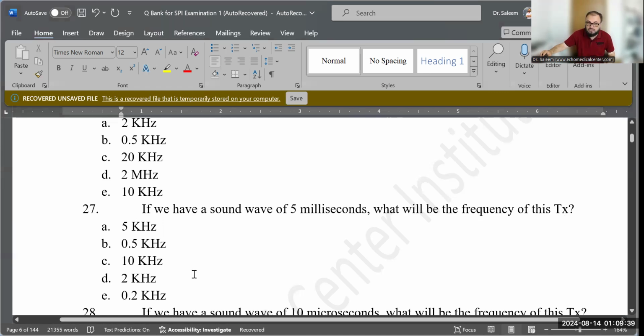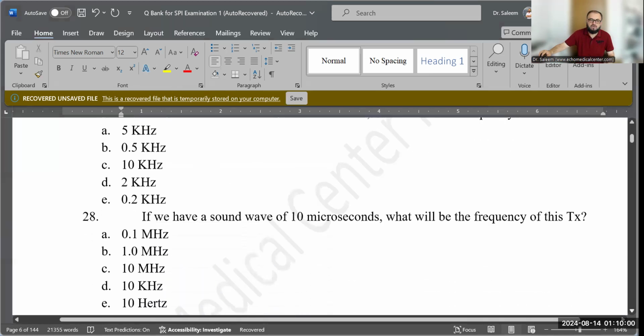You are absolutely right. That would be 0.2, because 1 divided by 5 will give you 0.2. And then the unit: all of them are the same unit. So again, we will look to the unit of the time. It will be giving us kilohertz, and that will be the unit for the frequency, correct. Now, next question. If we have a sound wave of 10 microseconds, what will be the frequency of this transducer?